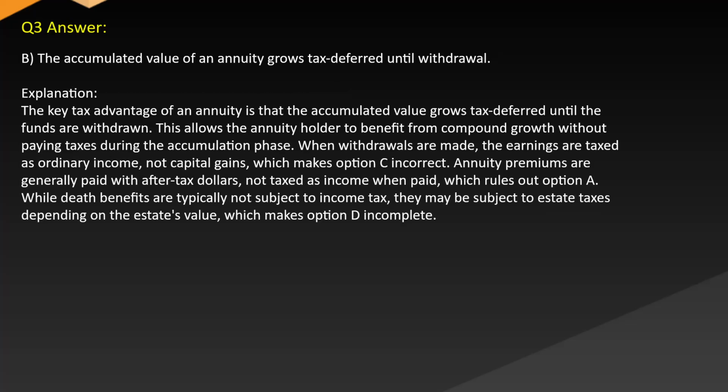Answer: B. The accumulated value of an annuity grows tax-deferred until withdrawal. Explanation: the key tax advantage of an annuity is that the accumulated value grows tax-deferred until the funds are withdrawn. This allows the annuity holder to benefit from compound growth without paying taxes during the accumulation phase. When withdrawals are made, the earnings are taxed as ordinary income, not capital gains, which makes option C incorrect. Annuity premiums are generally paid with after-tax dollars, not taxed as income when paid, which rules out option A. While death benefits are typically not subject to income tax, they may be subject to estate taxes depending on the estate's value, which makes option D incomplete.